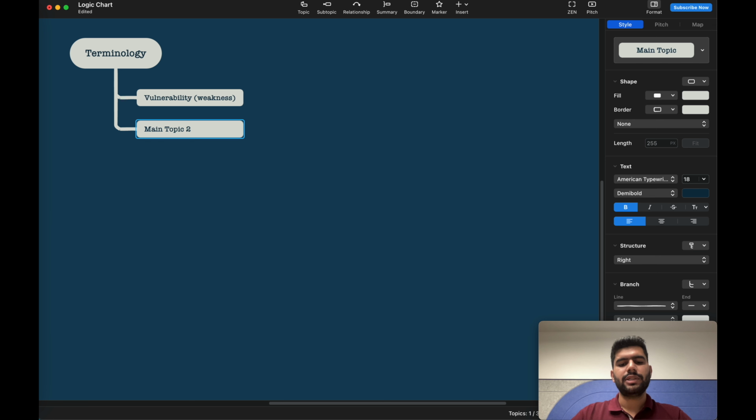The second term is the CWE. CWE is the unique identifier assigned to each and every weakness that could be possible for a particular software device and a hardware device. So again, this is the unique identifier for the weakness.